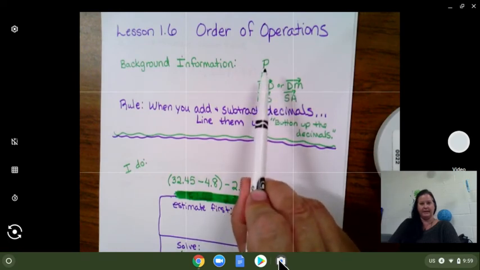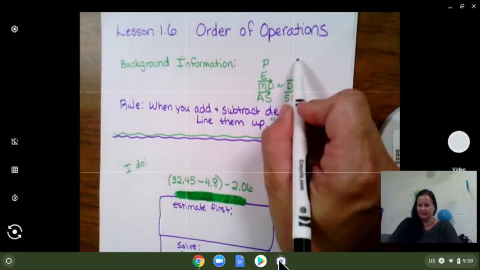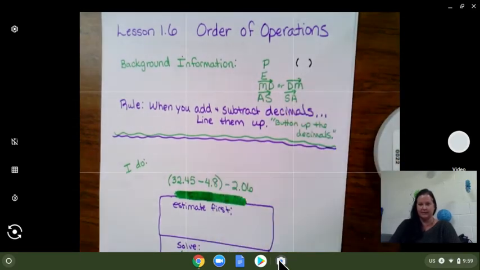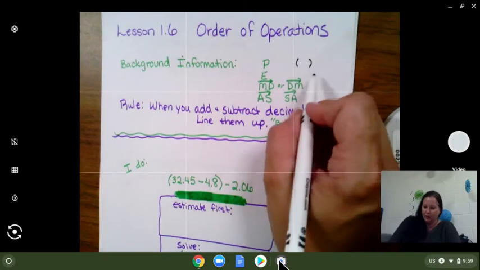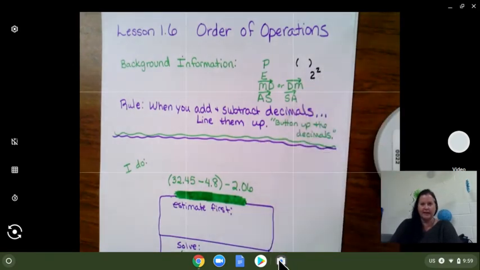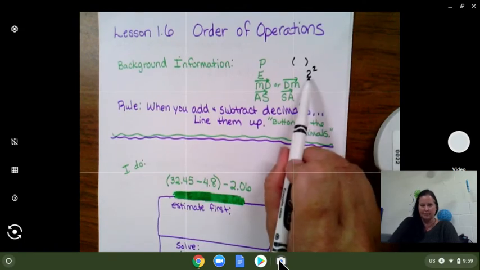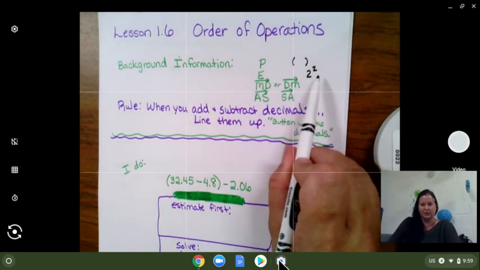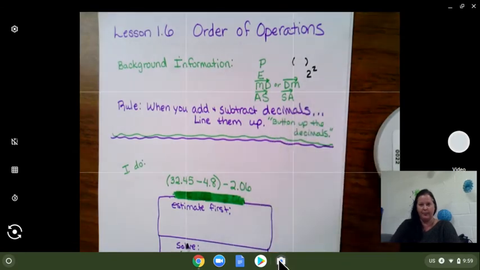This is PEMDAS, and the P stands for parentheses. Remember, parentheses look like this. E stands for exponents. Exponent is that little number that's up top that tells you how many base numbers to multiply together. So this one, 2 is our base number. It would be 2 times 2 would be 4. That's an exponent up top.